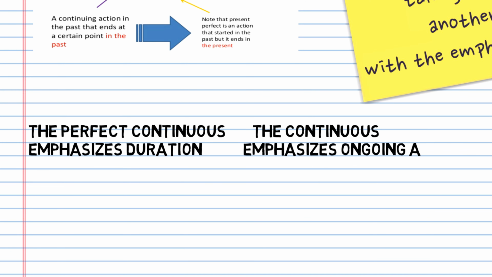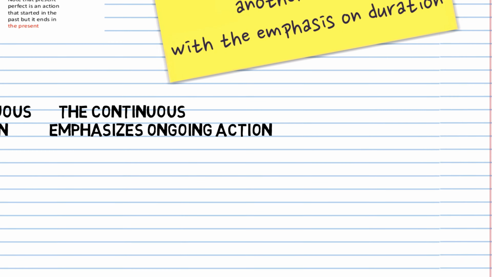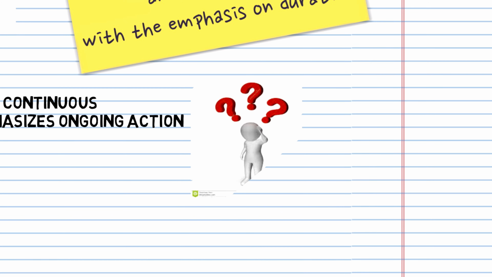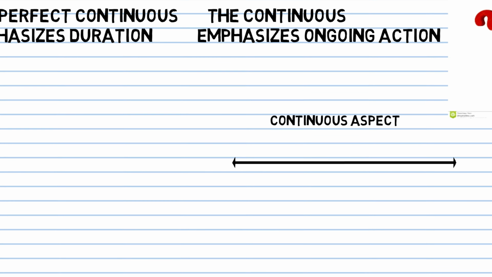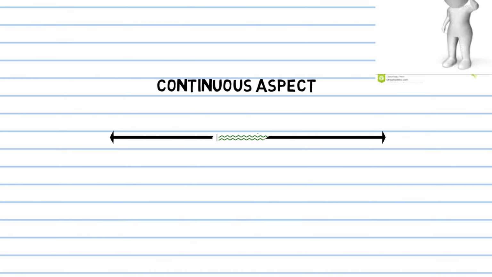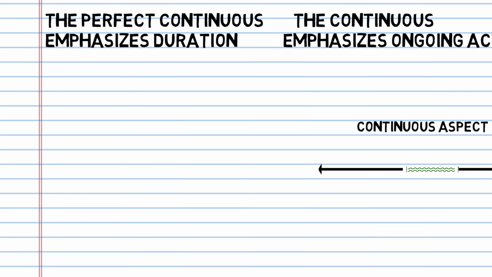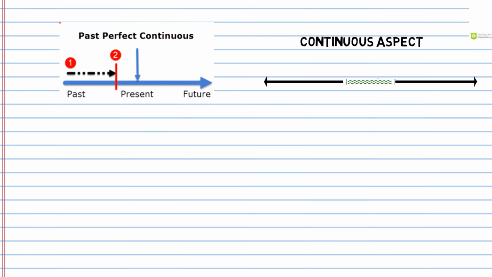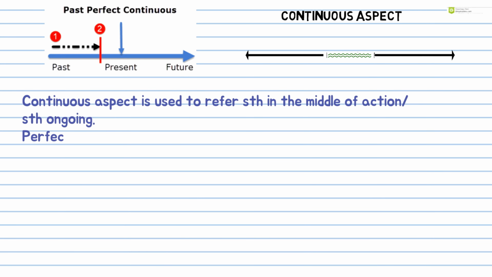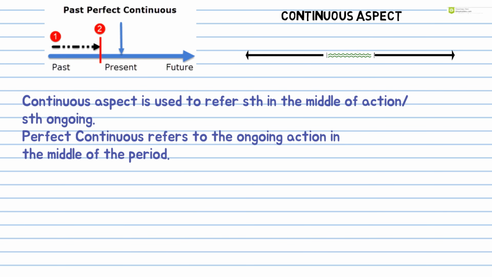A lot of people get confused between the continuous and the perfect continuous. Remember, we use continuous if it may be past, present, or future if we are in the middle of an action. However, we use the perfect continuous if you are in the middle of a period of time and the action is incomplete and going on at one point of time.